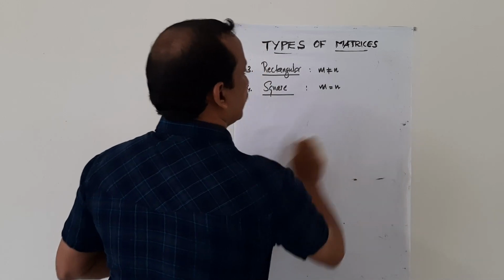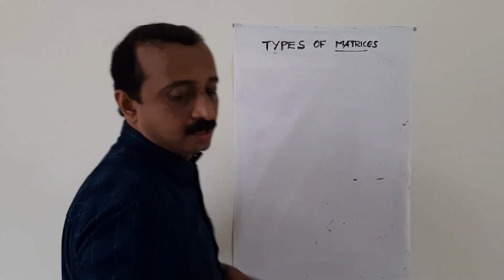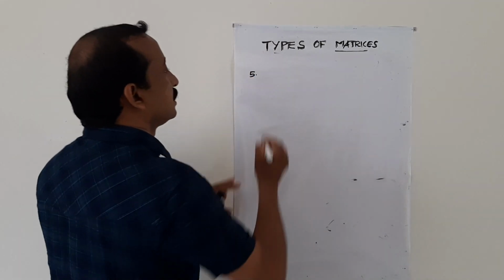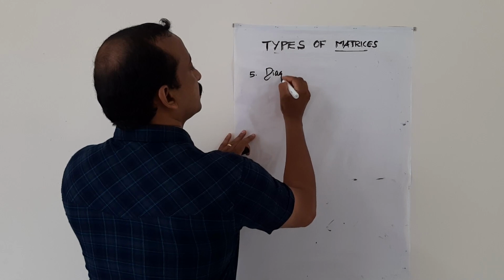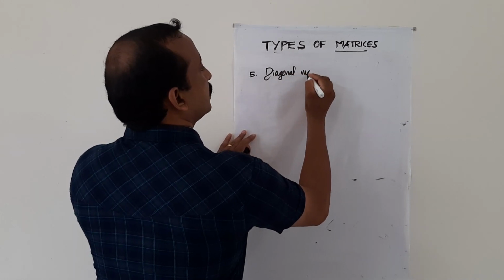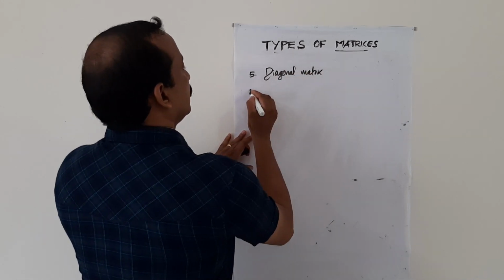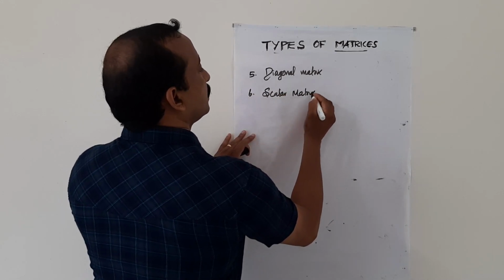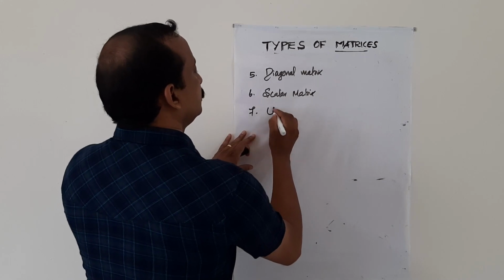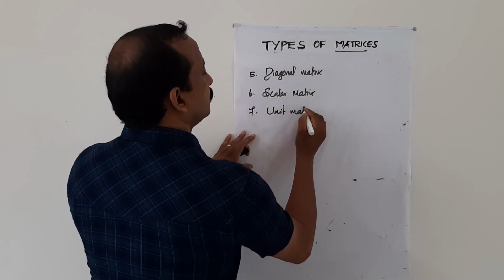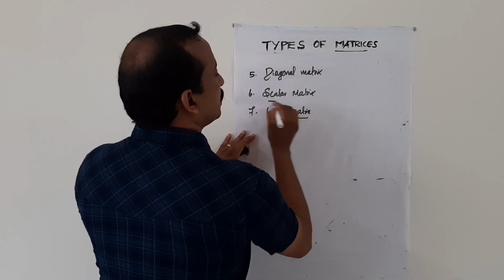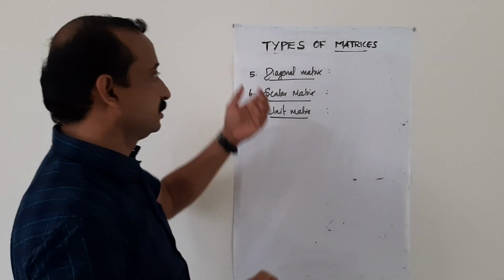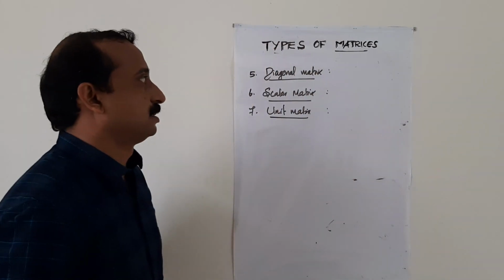That's all the 4 different types of matrices. Now we'll define other 3 type matrices. Next is diagonal matrix. Then scalar matrix. Then unity matrix. Second name is identity matrix. What are these? They are 3 other types of matrices.